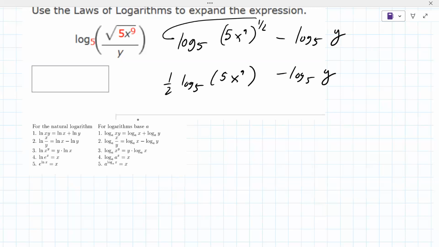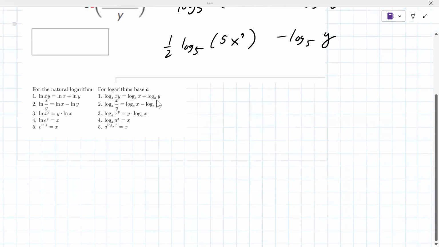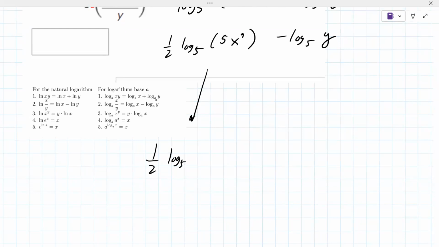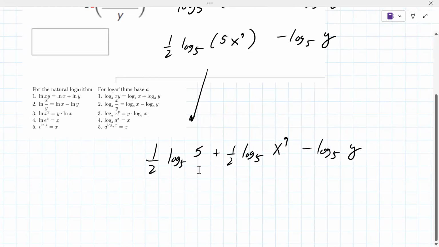base 5 of y. And then this inside here splits apart, so it creates more room here. 1/2 log base 5 of 5 plus 1/2 log base 5 of x to the ninth minus log base 5 of y. So that 1/2 goes to both. Is that clear? All right.